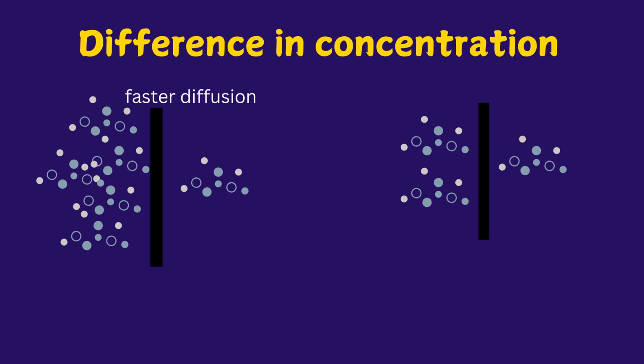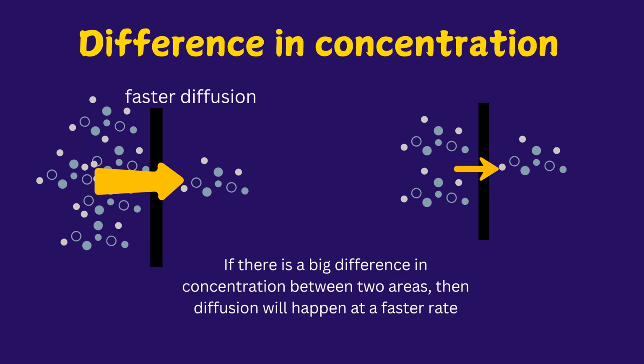The last factor is difference in concentration. There are 2 concentration gradients on your screen. The one to your left will have a faster rate of diffusion. Why? Because there is a bigger difference in the number of particles in both areas. So faster diffusion on the left, and the diffusion rate will be slower on the right. If you notice, the number of particles in the 2 areas is not much of a difference, and so diffusion will happen slower. If there is a big difference in concentration between 2 areas, then diffusion will happen at a faster rate.